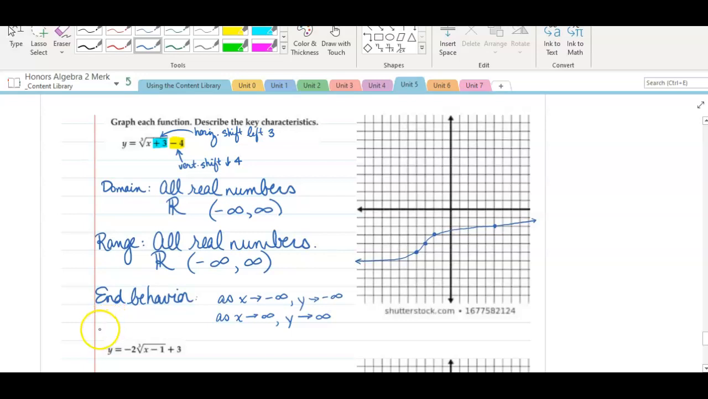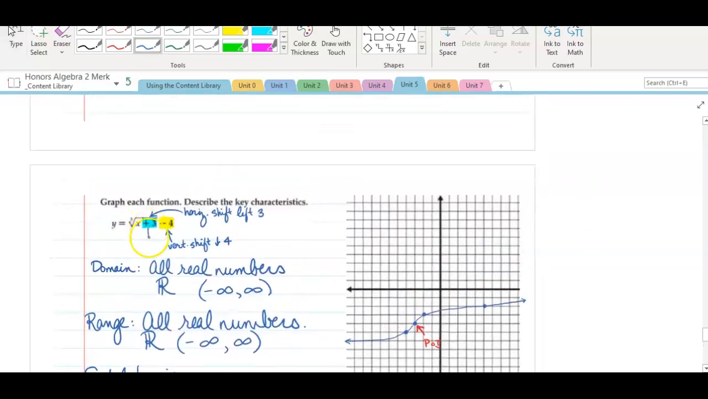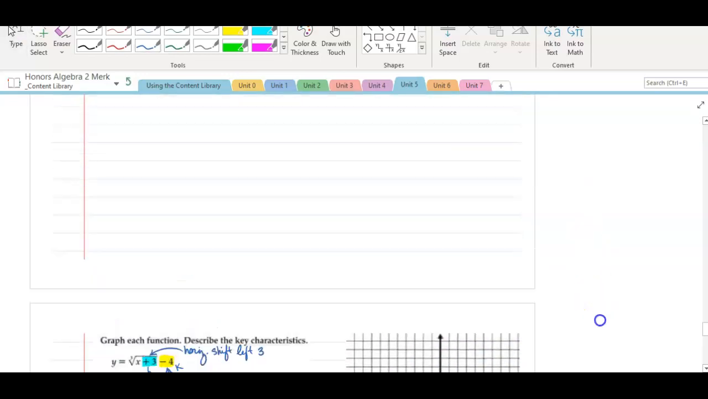And the last thing of any value is our point of inflection here. It's kind of the turning point in our graph, and it's right here. That's our point of inflection, or POI. And that is the point -3, -4. The point of inflection will always be the HK value, where this is my H and this is my K.